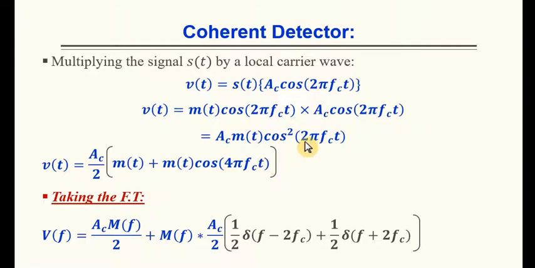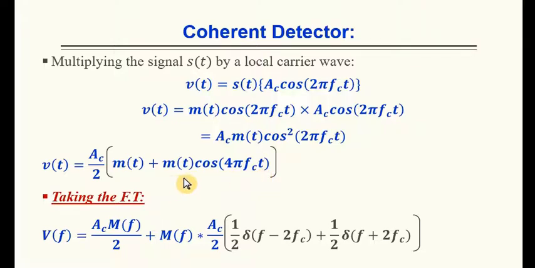So twice the angle we have 2 pi fct. So we will have twice that, it will be 4 pi fct. And we have half outside, and here we have 1. And if we multiply m of t inside after we manipulate this identity, then we will have v of t is equal to AC over 2 m of t plus m of t cosine 4 pi fct.